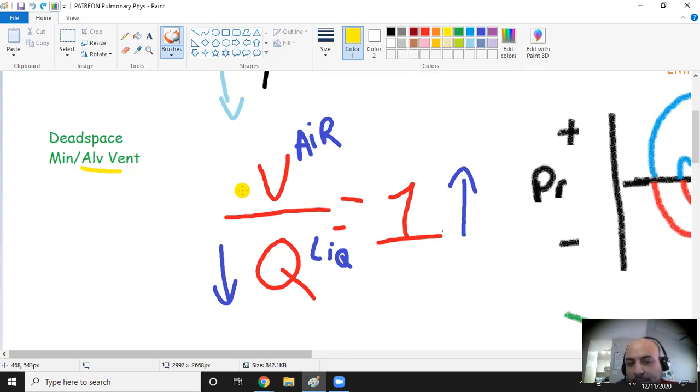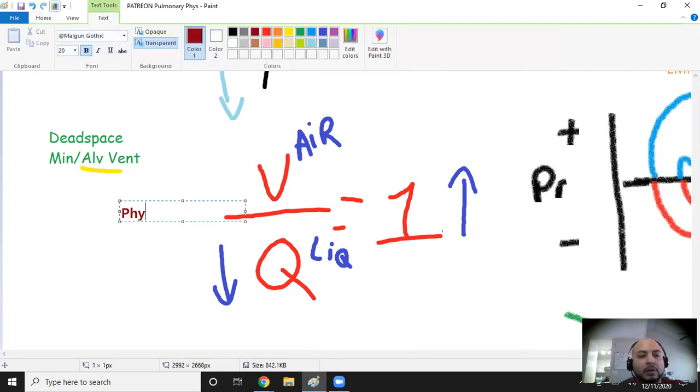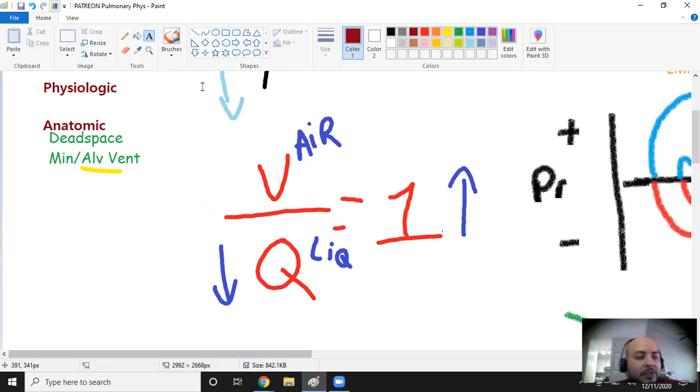I'm going to jump into dead space. I want you all to remember what is dead space. Remember, we have two types, okay? We have physiologic and we have anatomic. What's the difference between the two? Anatomic dead space is an area within the respiratory tract that will not have oxygen exchange. You will not find any oxygen exchange. So areas such as your nose, your mouth, the trachea, etc. Right, all the way down to the terminal bronchioles. There is no exchange of oxygen. So that's called an anatomic dead space.